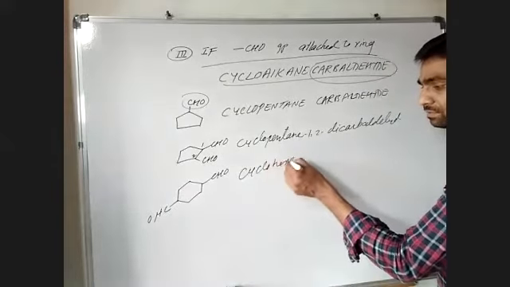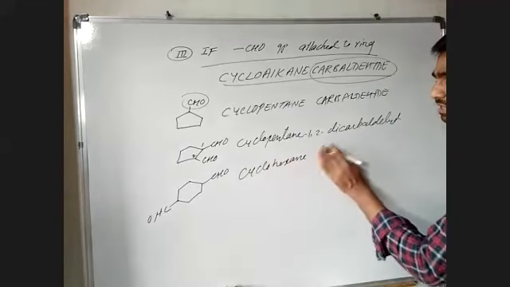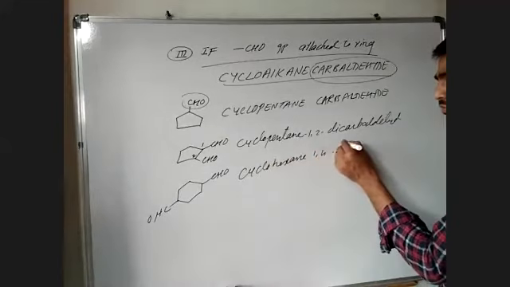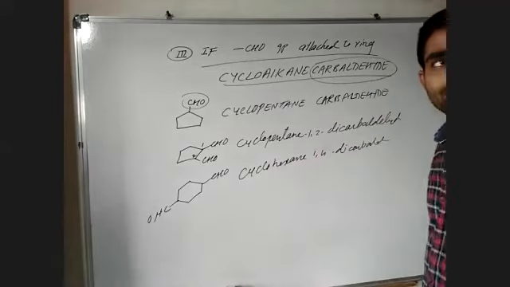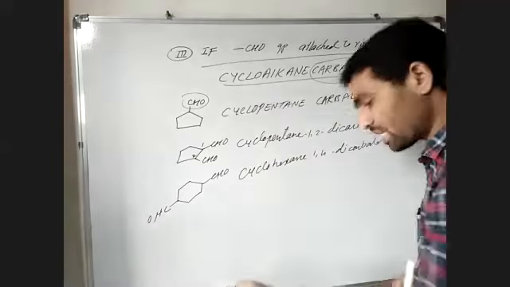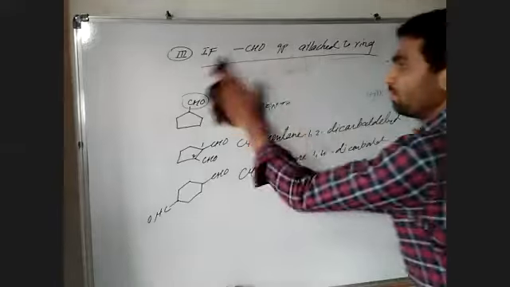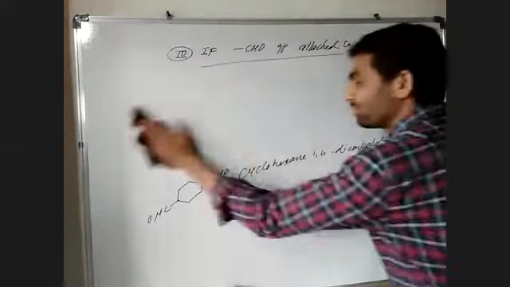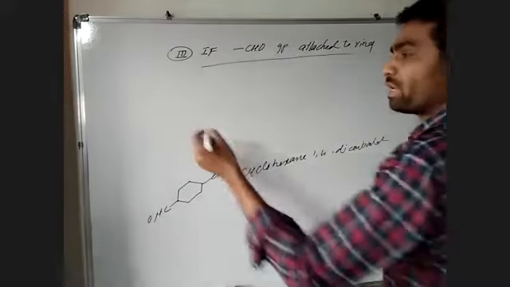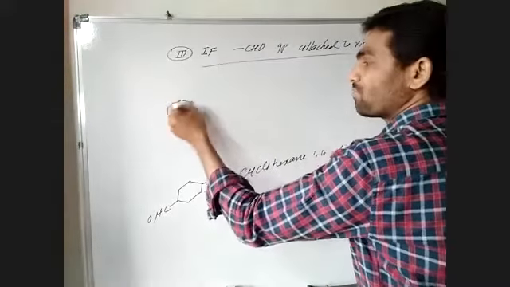Cyclohexane 1,4-dicarbaldehyde is the true name. That's all. Let us go for other examples. No need to worry whether any type of ring is there.